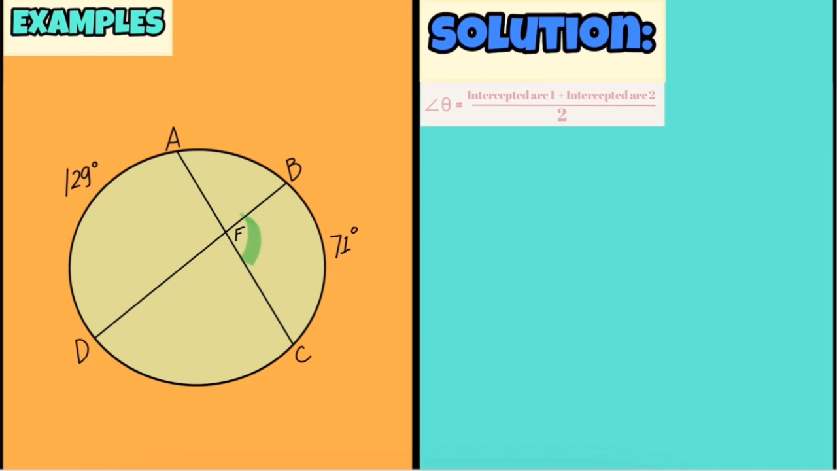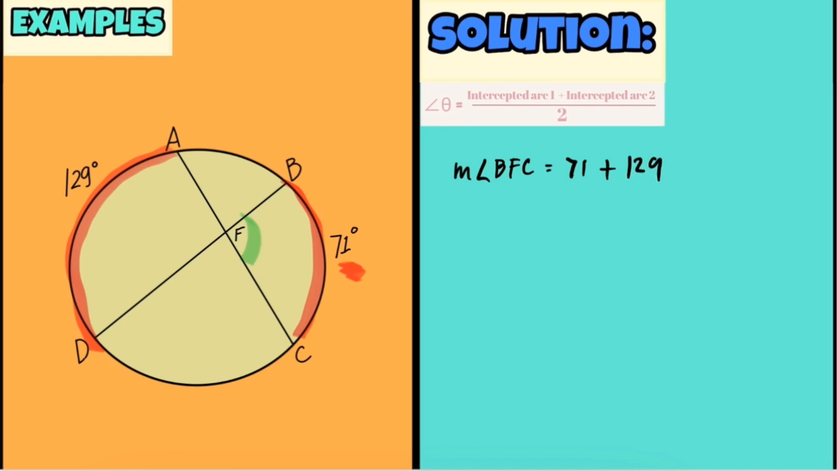So let's solve for it. Let's say we have the measurement for BFC. Since we have shown earlier the complete solution, to save time we're going to substitute the values already, but still, I'm going to show you what we're talking about. So for BC, the measurement is 71 degrees. Next one is the one opposite to it, AD. That's 129, so plus 129.